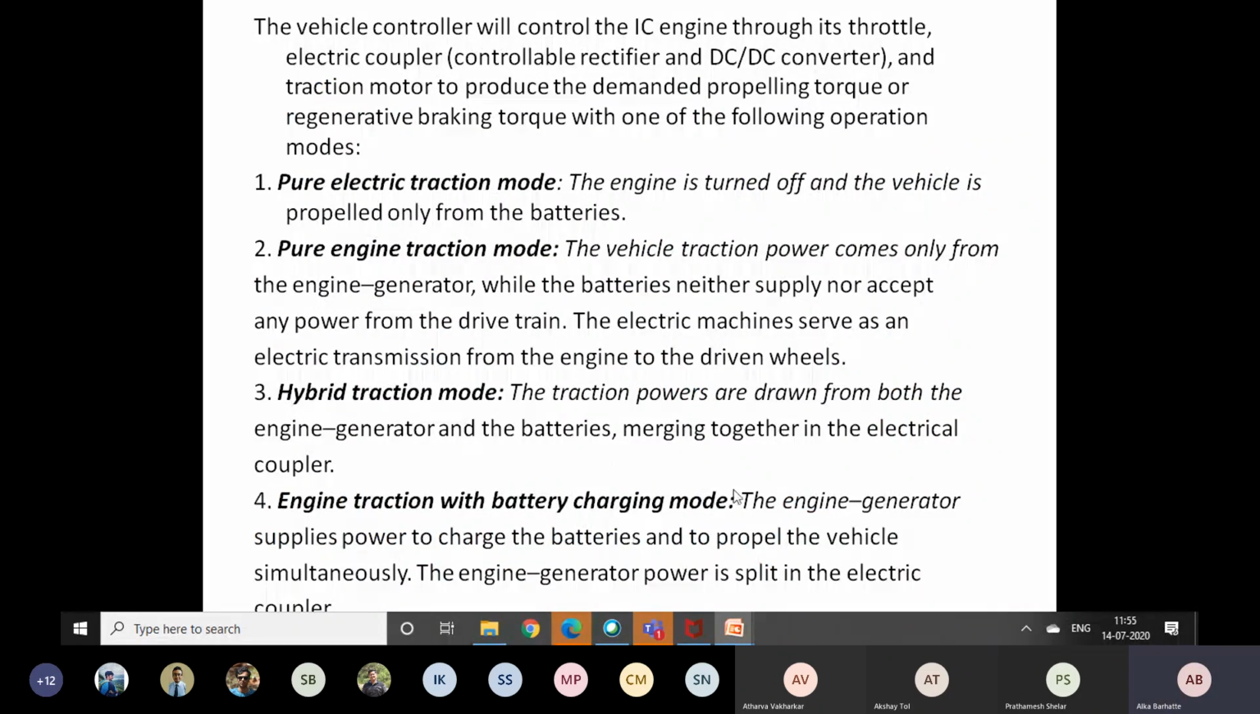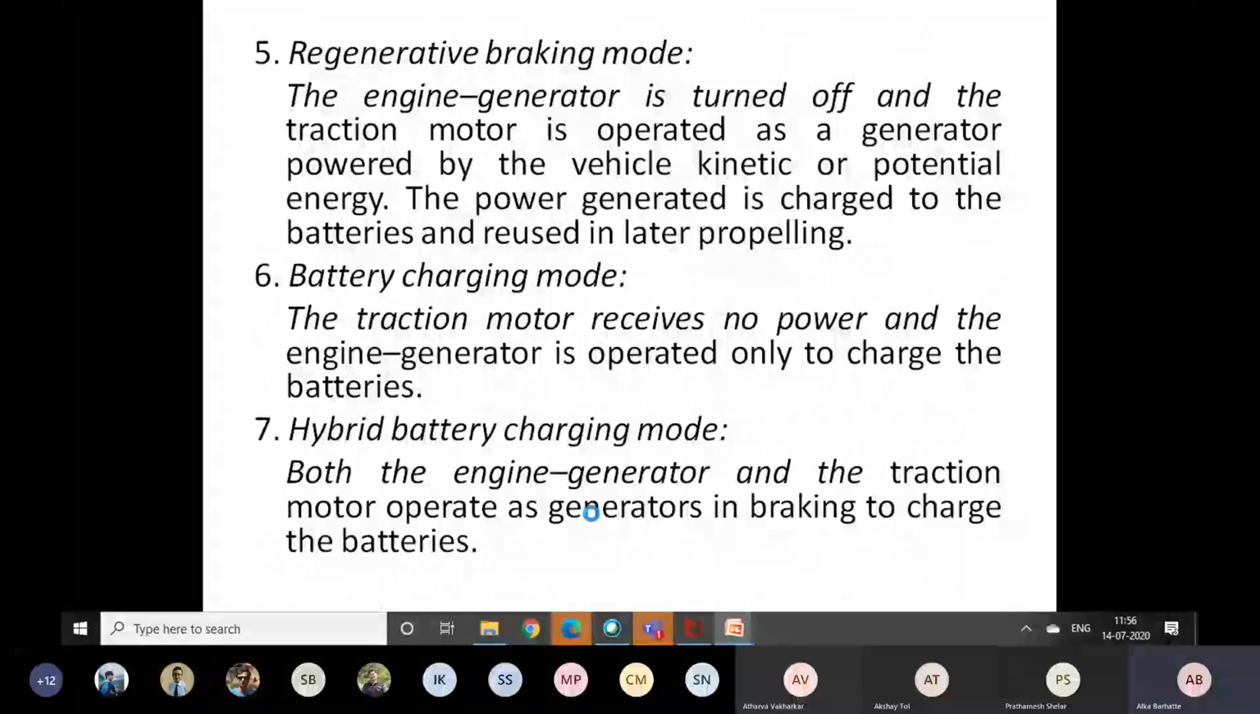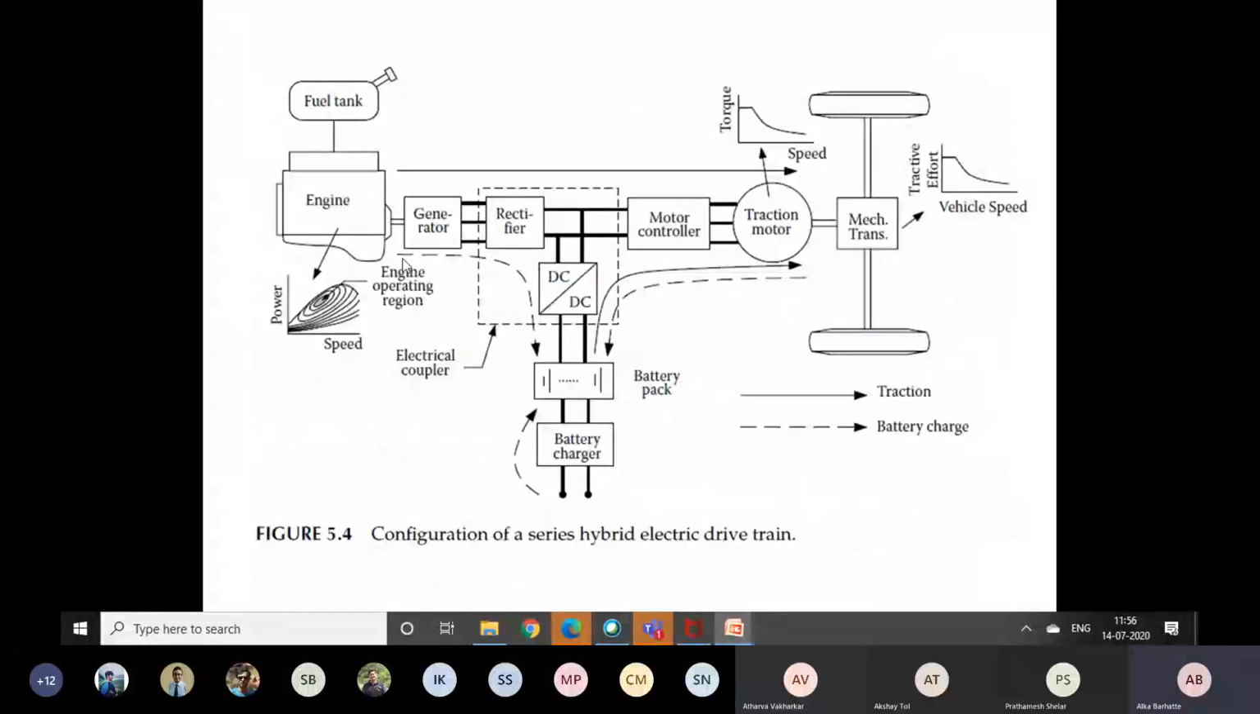Engine traction with battery charging. As we have discussed, it is similar to braking, in cruise mode or braking mode. In your engine traction, the excess power of the engine is used for charging the battery, which is represented by this dotted line. Engine power is used to charge your battery.